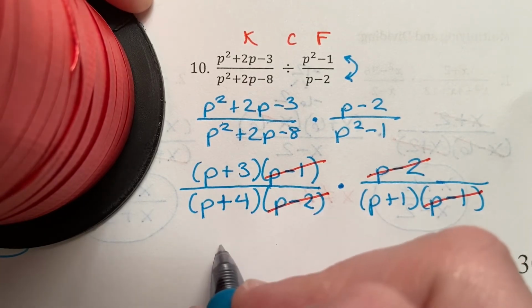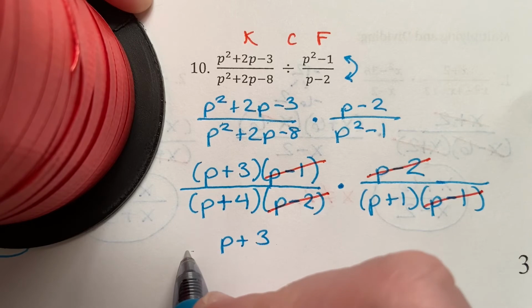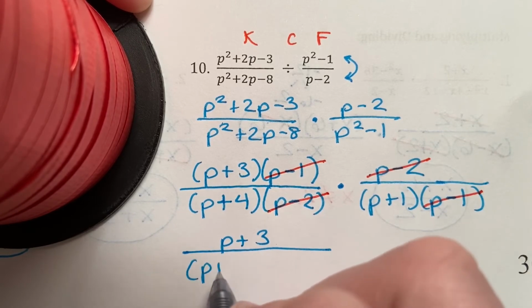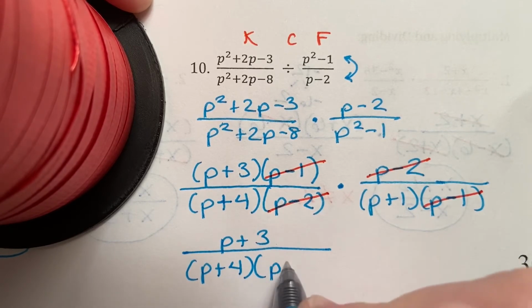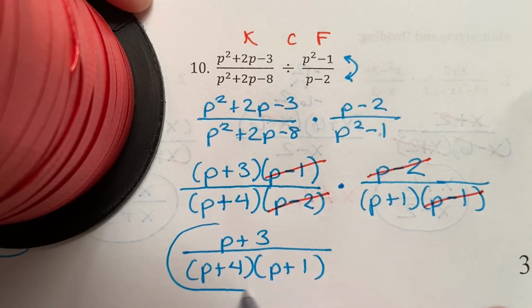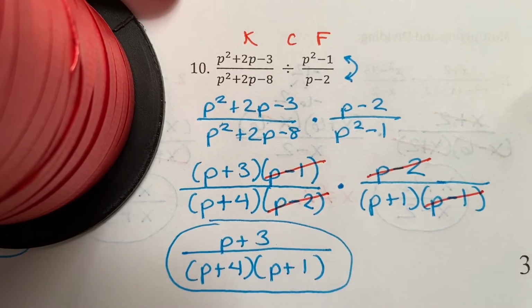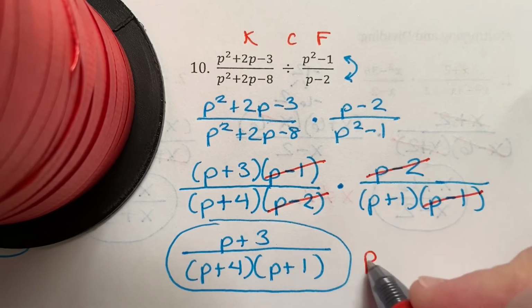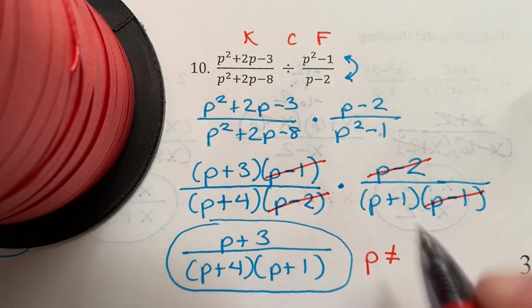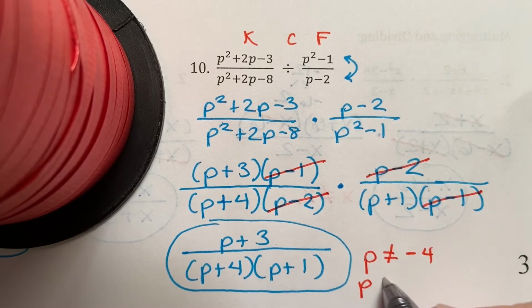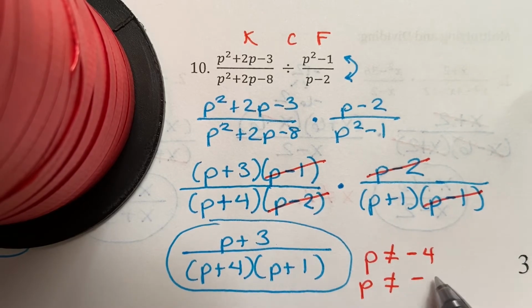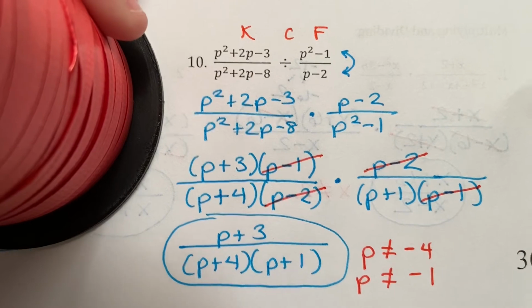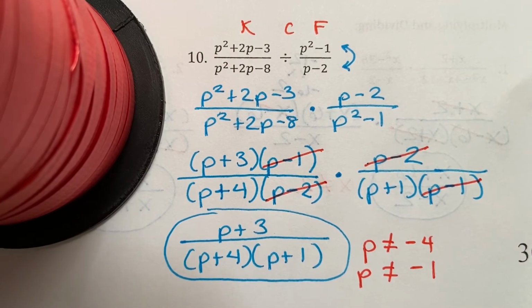So in the numerator, I'm left with p plus 3. In the denominator, I'm left with a p plus 4 and a p plus 1. So that's my simplified answer. My extraneous solutions are when I get 0 in either of these, because 0 times anything is 0, and I don't want a 0 in the denominator. So my extraneous solutions would be negative 4 and negative 1. Either of those would give me a 0 in the denominator, which is undefined.